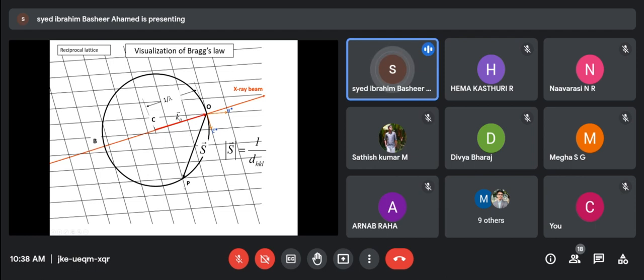Since it is a reciprocal lattice, at a distance of 1 by d_hkl, I am thinking of another reciprocal point which I am calling P. So now I am making this a triangle OPB. This is making an angle of theta.